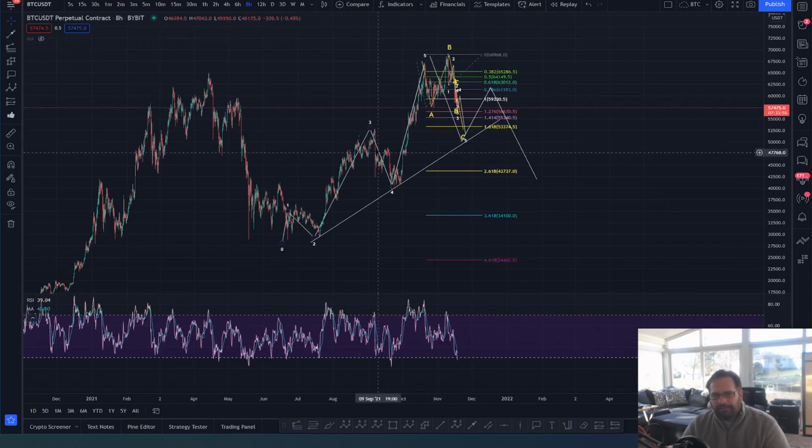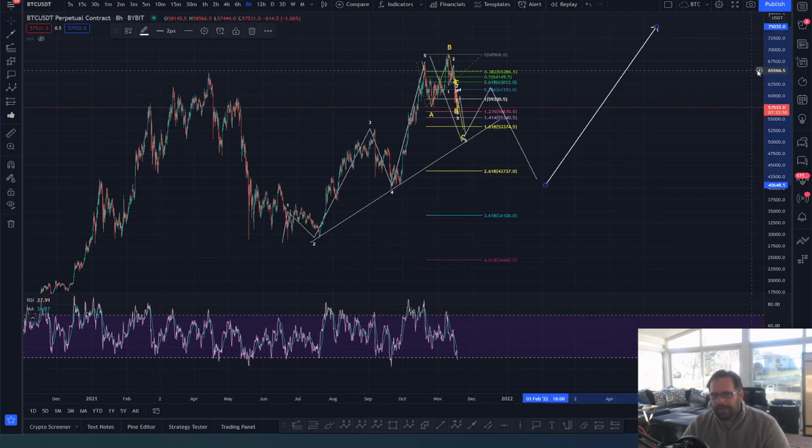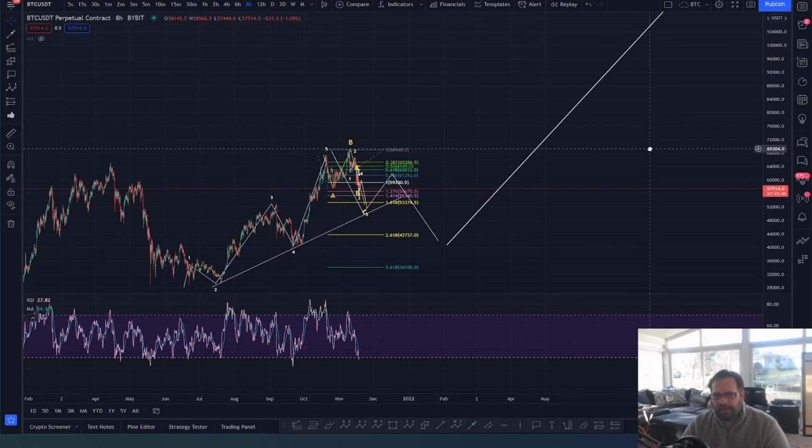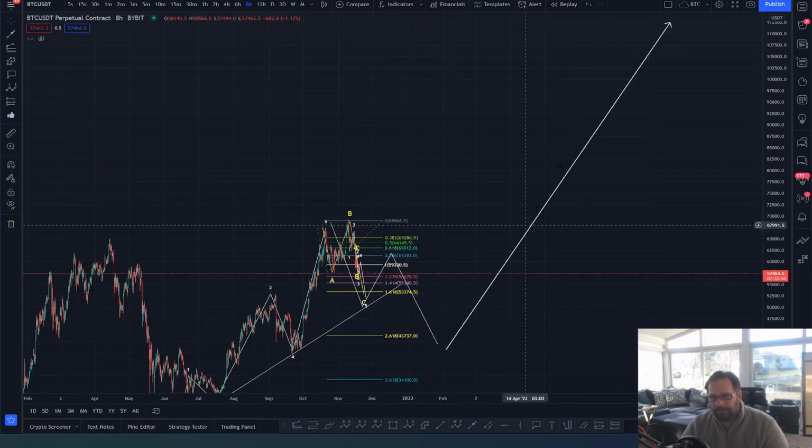Why? Because after that moves, this would be a 1, 2. We'd be looking for, again, a third wave to the upside. Now guys, it's easy for me to draw arrows and lines on the chart, but that's going to take time. Okay, that's going to take months and months. I've drawn this into June, July, and August of next year, but that puts us upwards to $100,000 within the next year, guys.